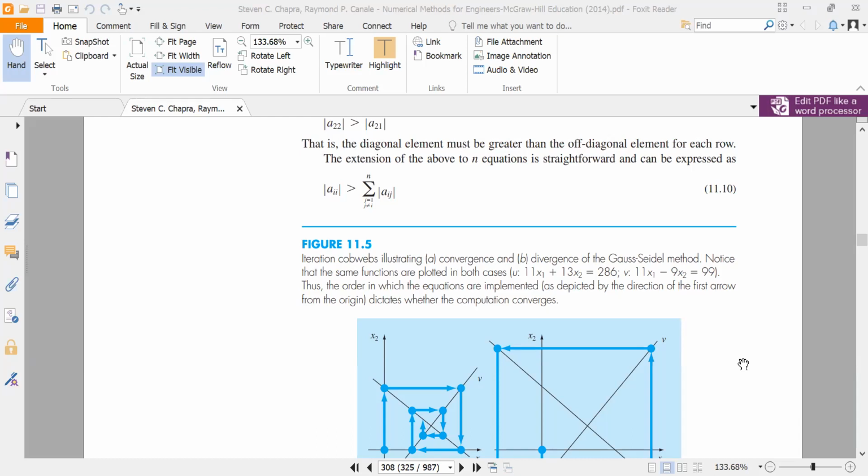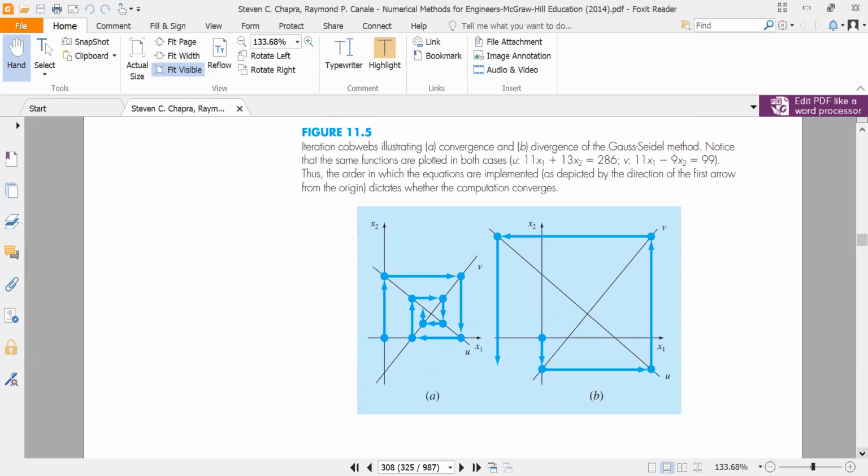But in iterative cases, sometimes your solution may diverge. This situation depends on the slope of your lines, the initial value, and the order in which you place your equations, okay? This is explained in this figure. You see in figure A, if we start from this location, this diagram is called a cobweb. In the cobweb diagram, we start from this point and go here. This will intersect the first line, for the first equation, for example.